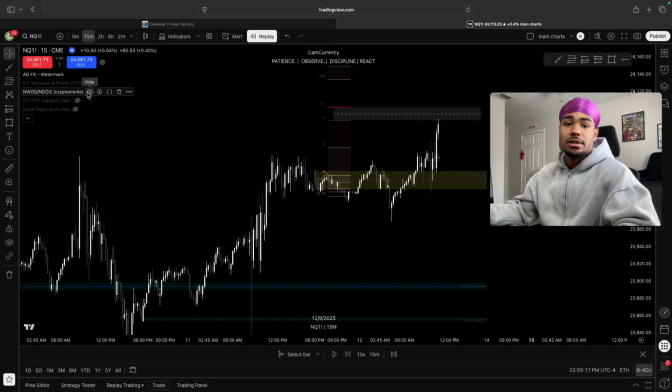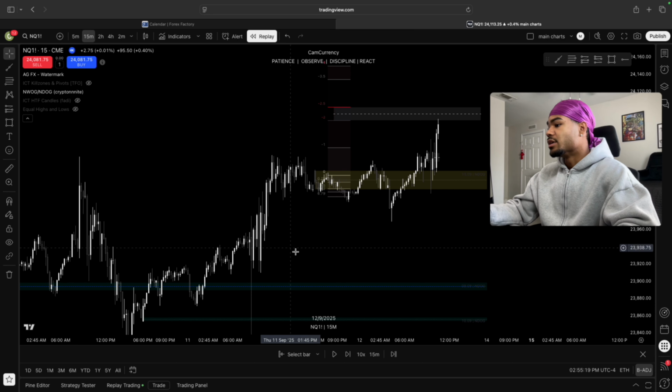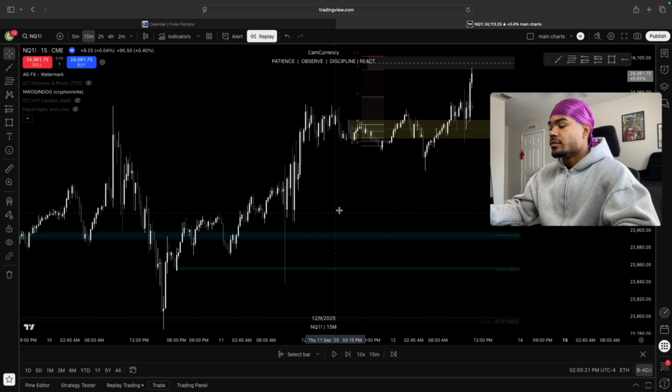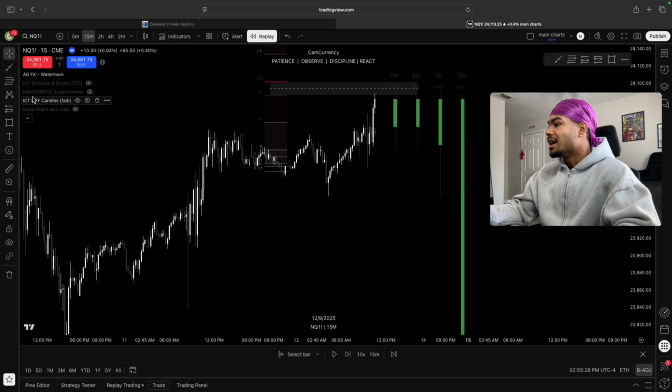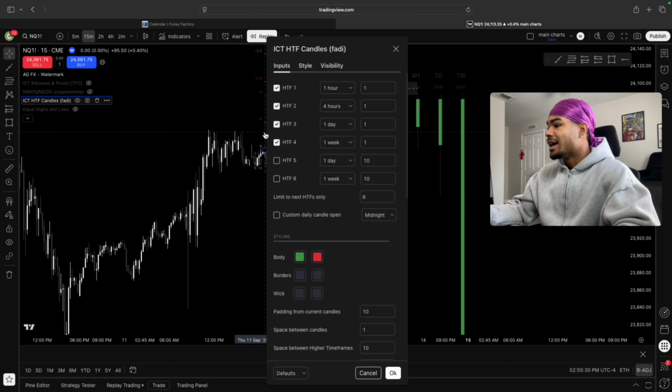The opening gaps, very important. Rejection levels for price. You can potentially see us even manipulate through them and things like that. So that's why I like that. The next one I use is the ICT higher time frame candles by Fatty.